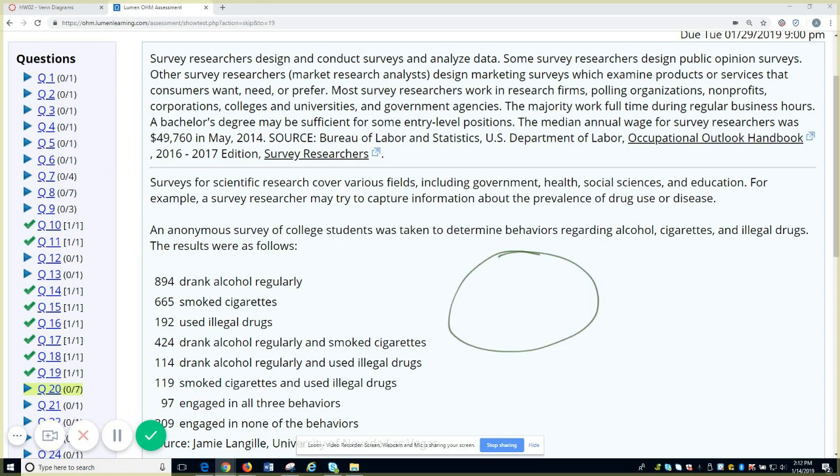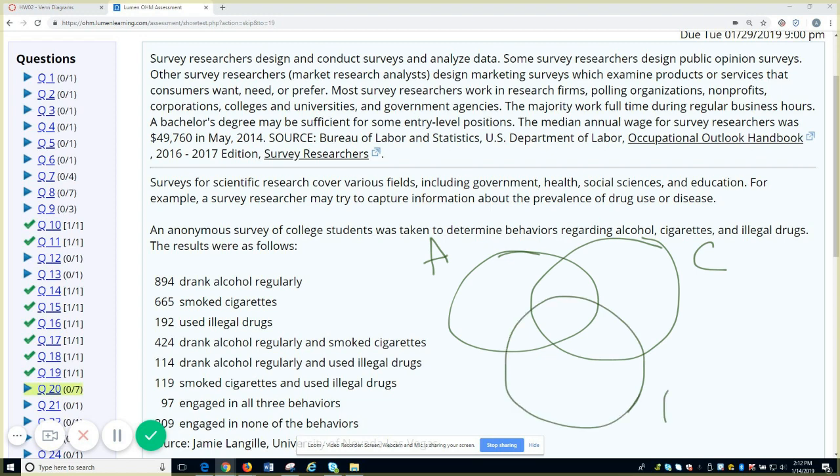So I've got my alcohol drinkers, cigarette smokers, and the drug users. All right. Okay. So as usual, always start with the innermost region. So that's the number of people who engaged in all three behaviors. So there's 97 of those people. We're going to put that number in the middle of the diagram. And then we can adjust the other ones.